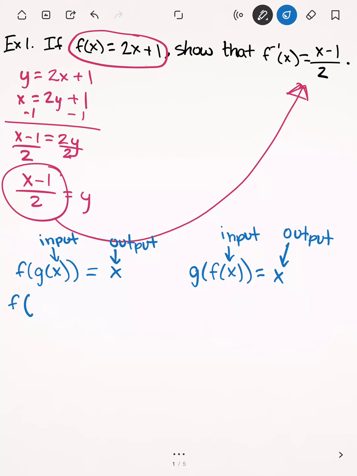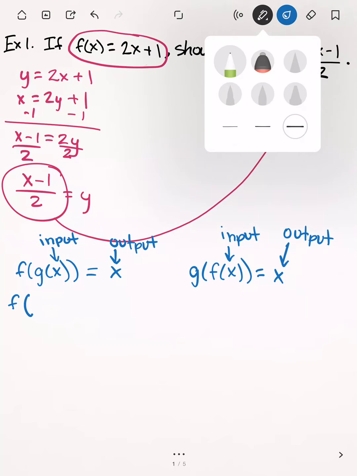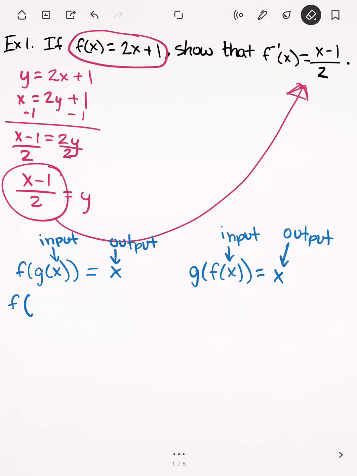So what this would look like is I would take f of g of x, oh, we don't have g of x, so let me correct my mistakes right here. It should not be g of x. It should be f inverse of x. So here we go, f of negative 1. There we go, that makes a lot more sense. So f inverse of x equals x minus 1 divided by 2.